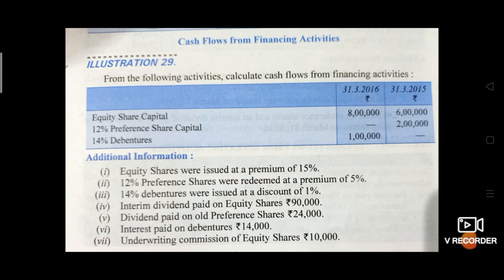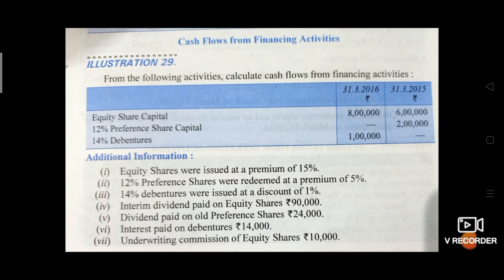12% preference share capital was 2 lakhs on 31st March 2015, but it is nil on 31st March 2016. So there might be redemption of preference shares. 14% debentures were nil and are now, on 31st March 2016, rupees 1 lakh. So issue of debentures will be there.